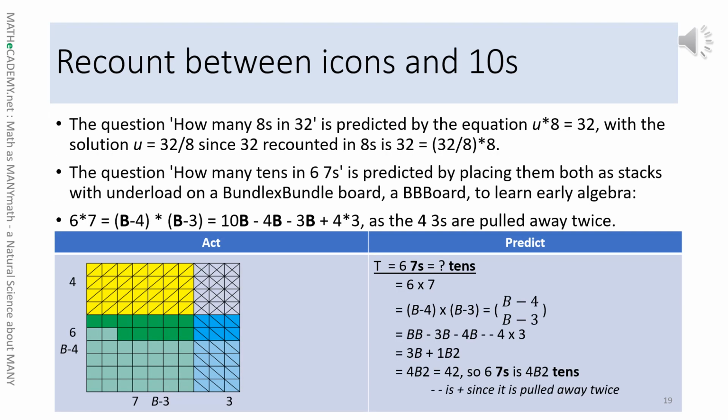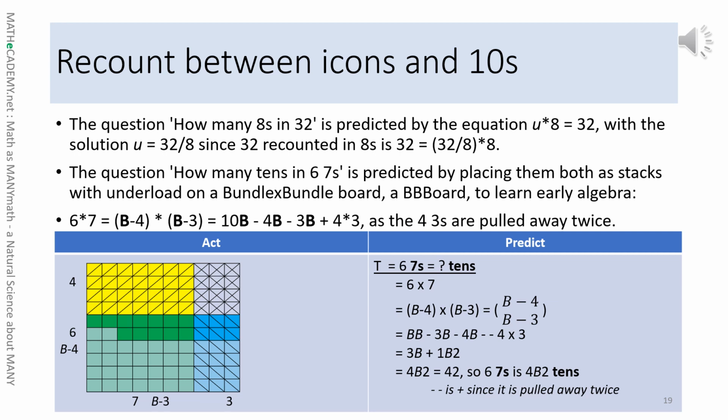Recount between icons and tens. The question how many 8s in 32 is predicted by the equation u times 8 is 32, with the solution u is 32 over 8, since 32 recounted in 8s gives 32 is 32 over 8, times 8.